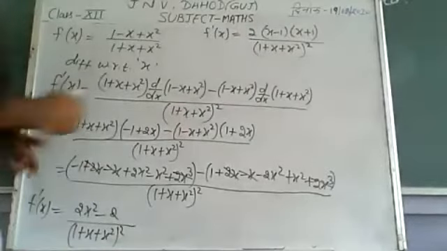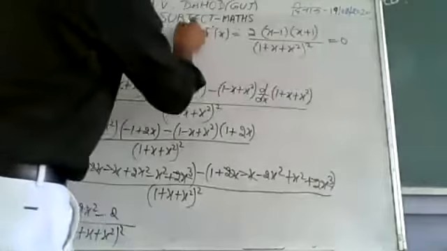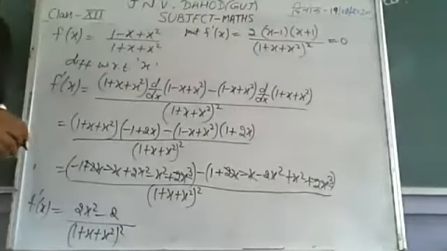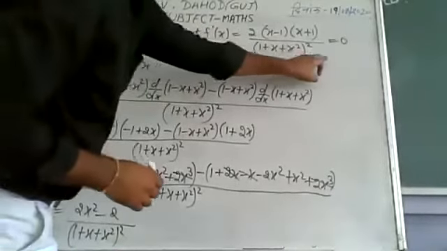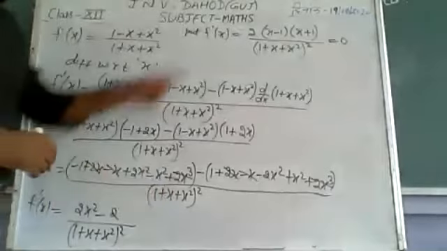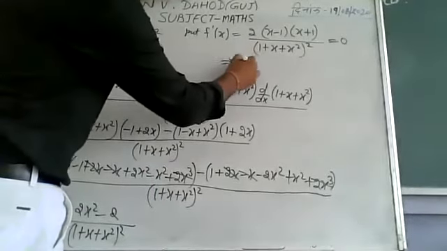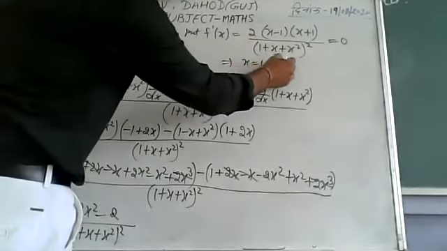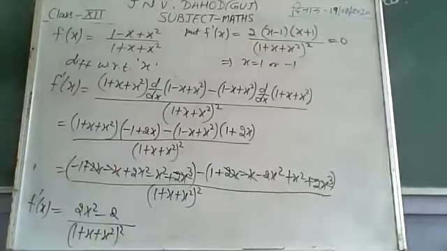To find the critical points, put it equal to 0. On putting it equal to 0, the denominator goes to the right side and becomes 0. So we find x is equal to either plus 1 or minus 1. There are two possibilities of x.